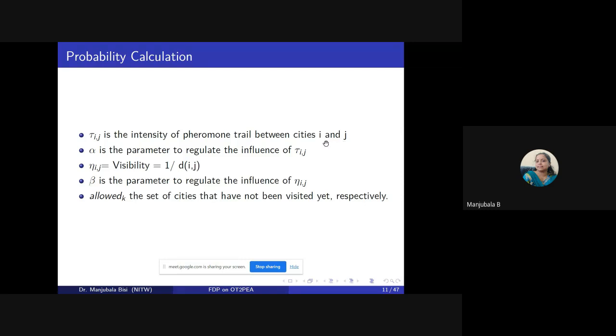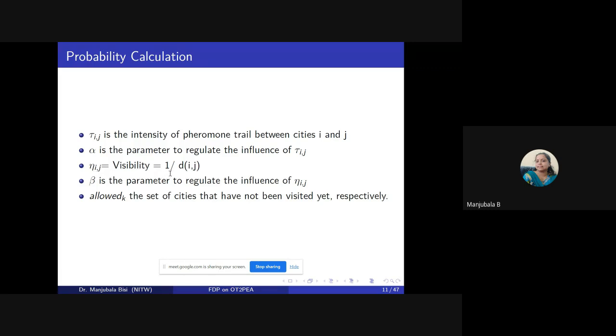Here I have explained with respect to TSP, that's why I have represented cities i and j. So this is the pheromone strength between two nodes, or two cities i and j, or, as somebody asked about the feature selection problem, between two features, feature 1 and feature 2. There is another parameter, alpha, that is used to regulate the influence of tau ij. Generally the alpha value is in the interval 0 to 1, as per the research. Then eta ij, that is the visibility factor.